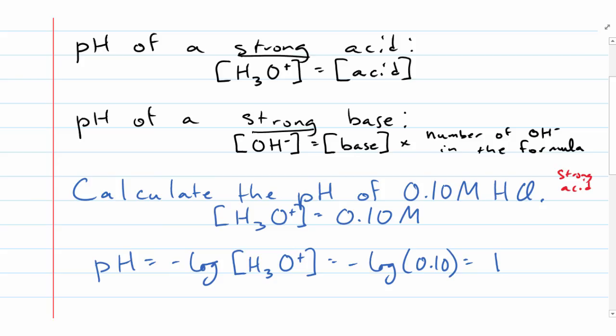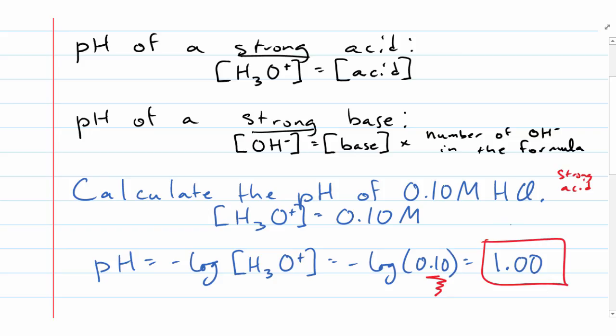But now we need to think about significant figures. How many significant figures does this measurement have? 2. It has 2, which means our pH should have 2 decimal places. We'd write it as 1.00. And that is the answer for the first one.